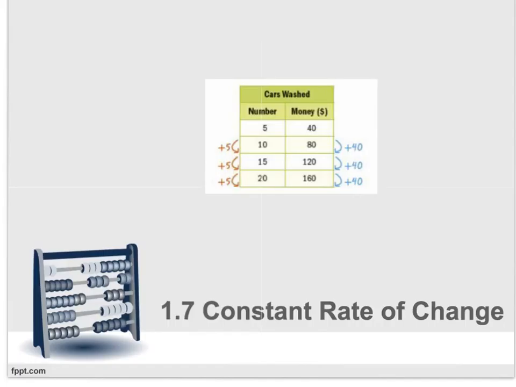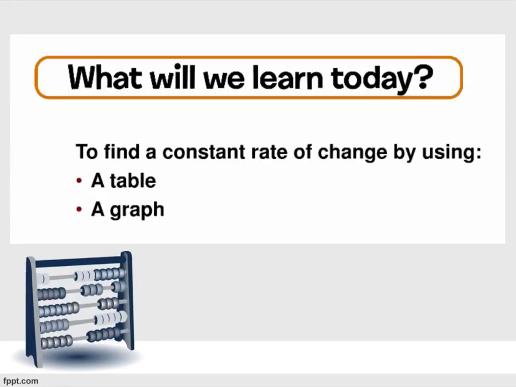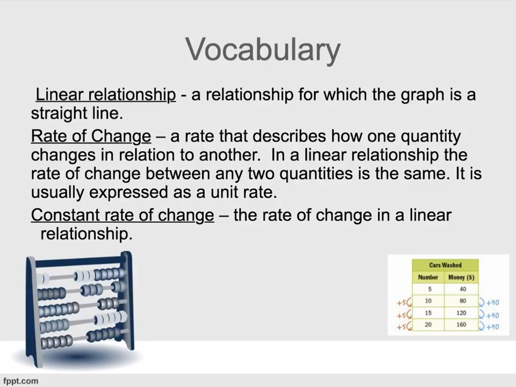Okay, everyone, today we're going to talk about Chapter 1.7, which is the constant rate of change. What we're going to learn today is how to find the constant rate of change by using a table and by using a graph. So let's talk about our vocabulary.